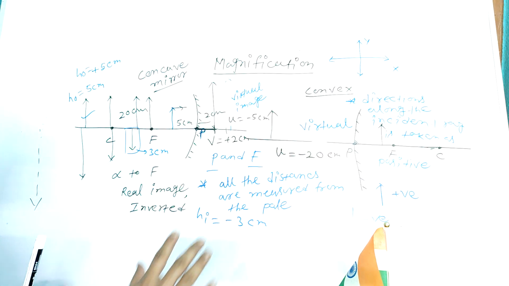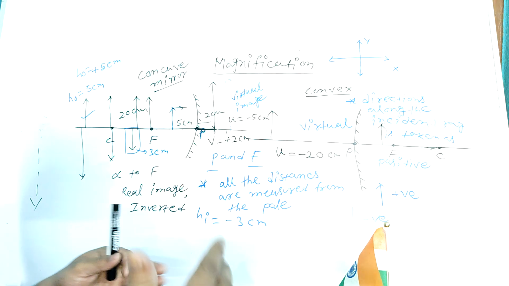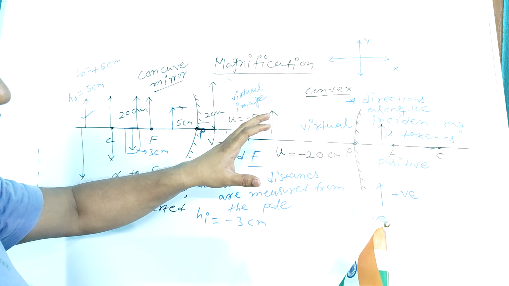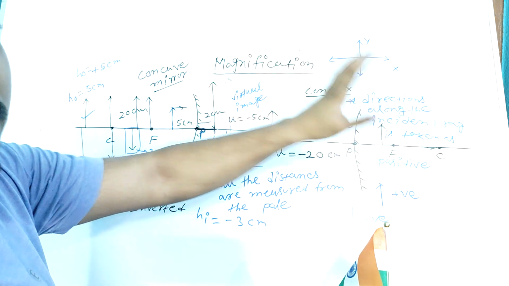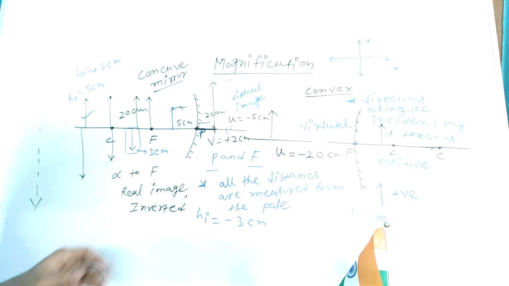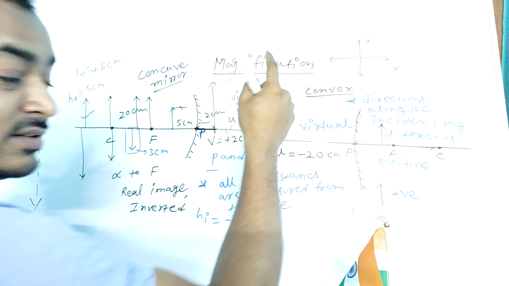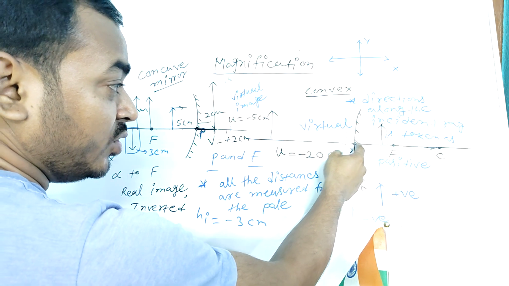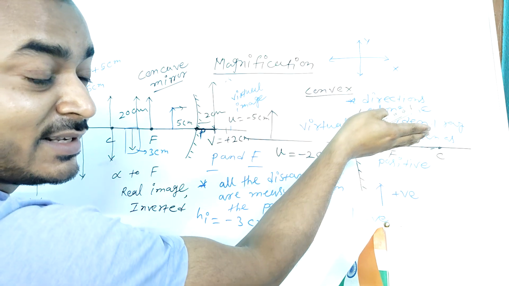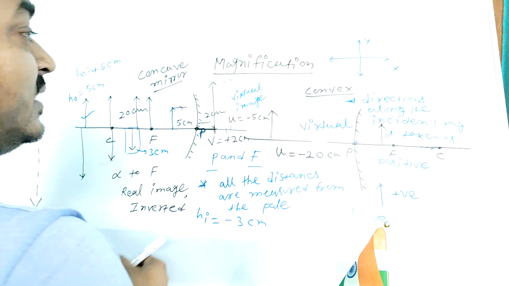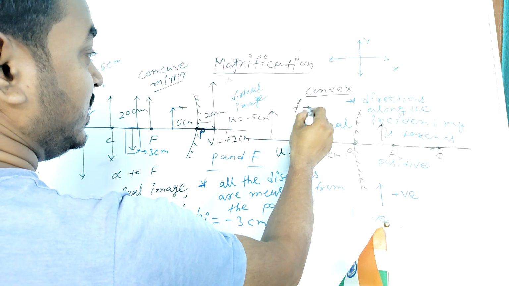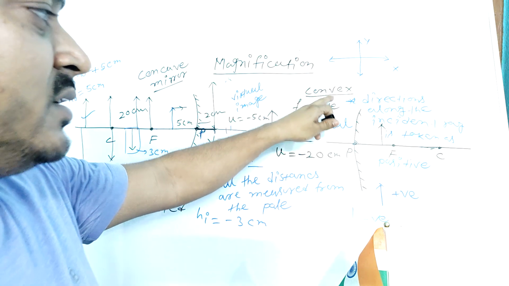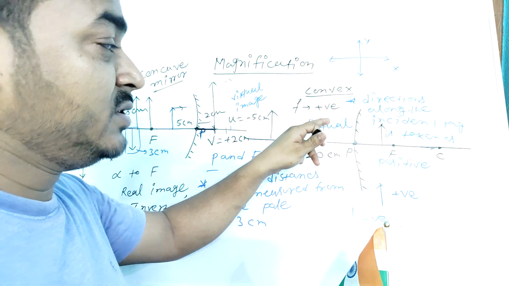Okay, 2 centimeter. Next, what about the focal length? We know focal length is the distance between the pole and the focus. For a convex mirror, it is the pole to the focus along the direction of the incident ray. So for a convex mirror, the focal length is always positive.